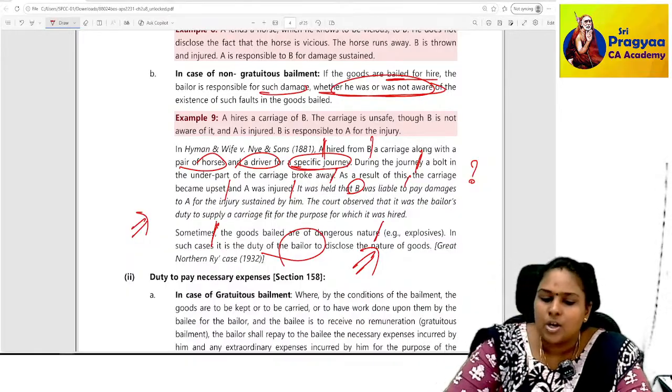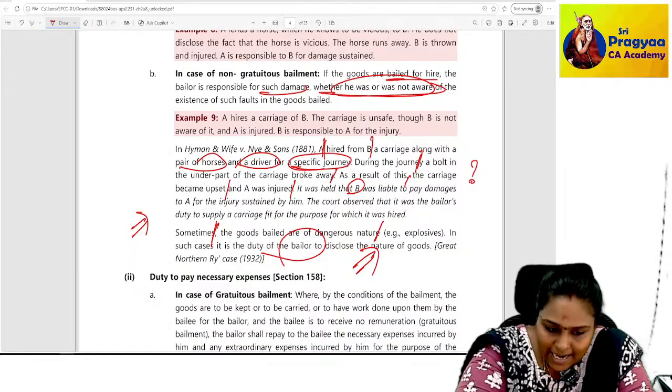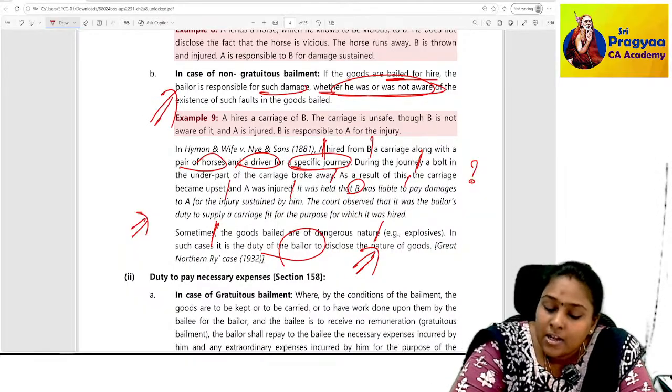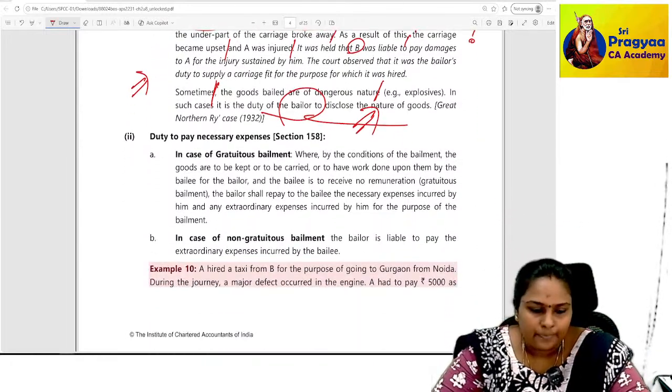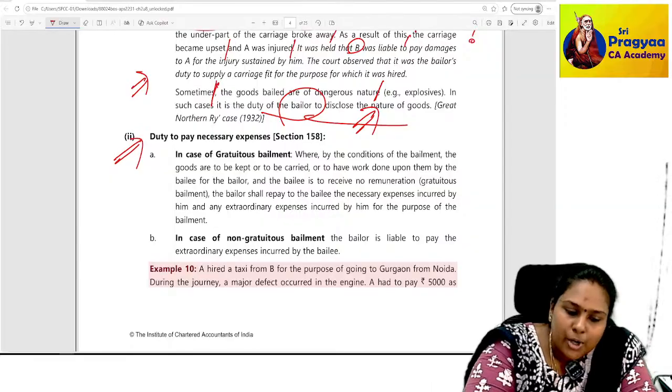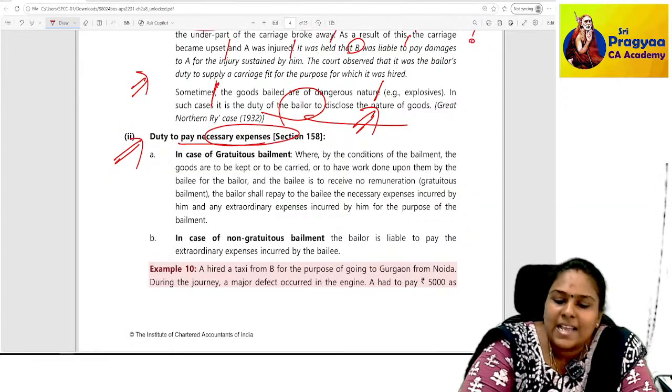If a non-gracious bailment is carried, you should disclose the nature of the goods that are being carried. Next one, this is also very important. Duty to pay necessary expenses.